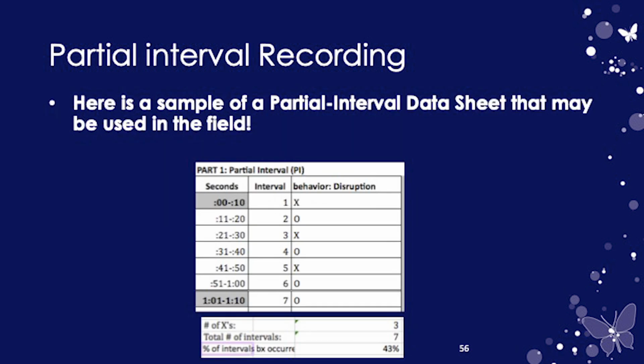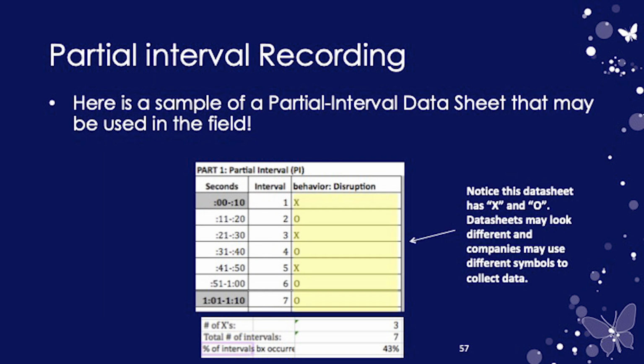While you have learned to record the occurrence and non-occurrence of behavior by using plus and minus signs, there are different symbols that may be used in the field, and that's okay. For example, your company might use an X or O instead. Check with your supervisor on your company's preference.